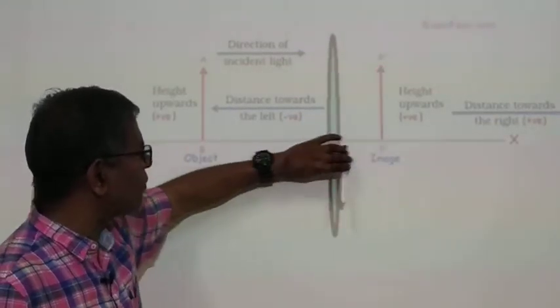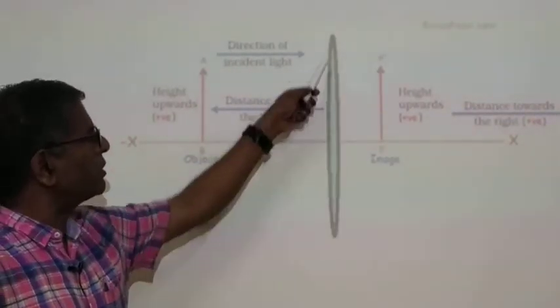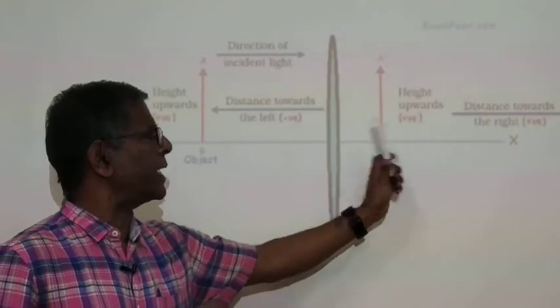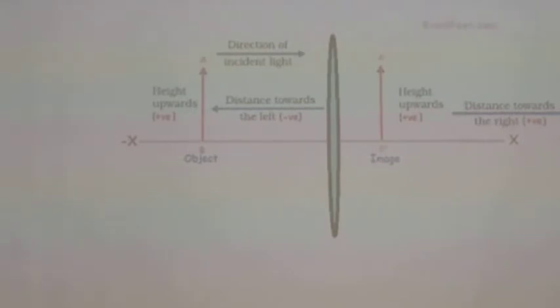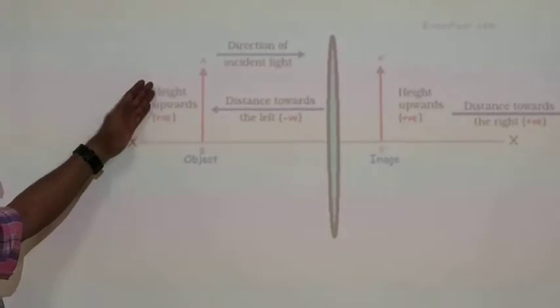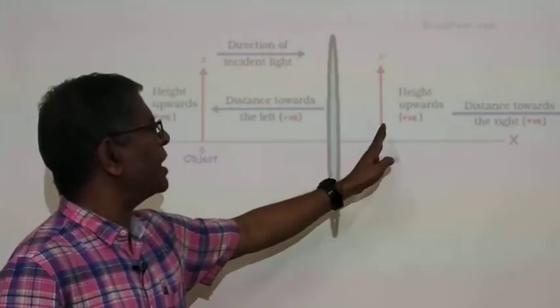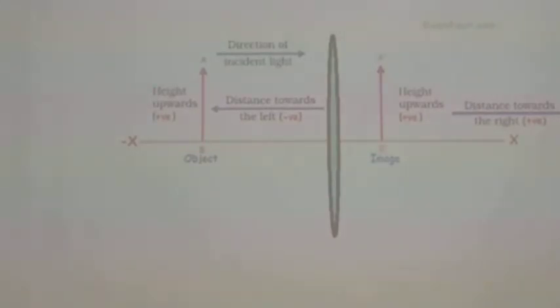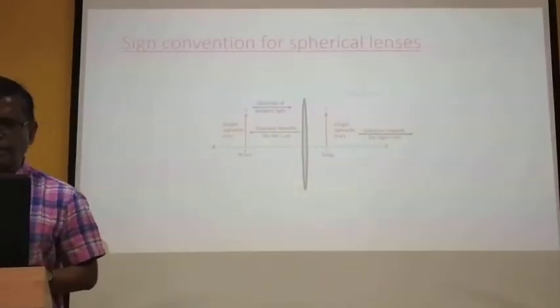So if the image is inverted, the h prime becomes negative. And the principal focus of a converging lens is on the right side, so for a convex lens, focal length is always positive, and for a diverging lens or concave lens, it is negative. The height of the object, if it is upward, is positive, an image downward is negative, and if the image is virtual and upward, then it is positive. So you have to remember the sign convention like a normal x and y axis.